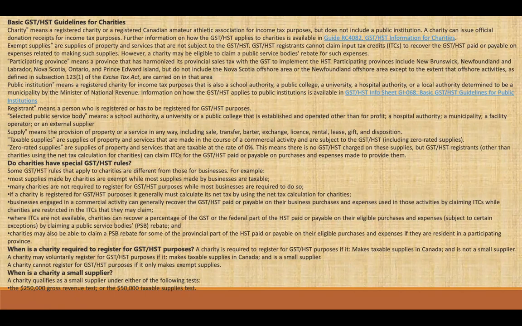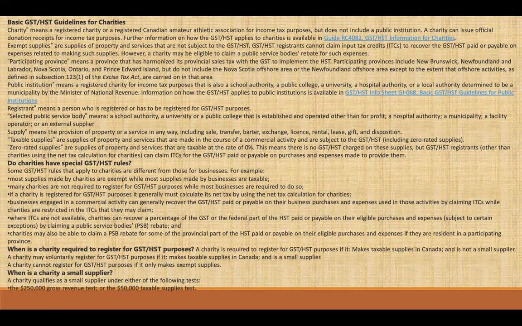Today we are talking about charity, the basic GST guidelines for charity. So charity means a registered charity or a registered Canadian amateur athletic association for income tax purposes, but does not include a public institution. A charity can issue official donation receipts for income tax purposes. Further information on how GST applies to charity is available in Guideline RC4082.